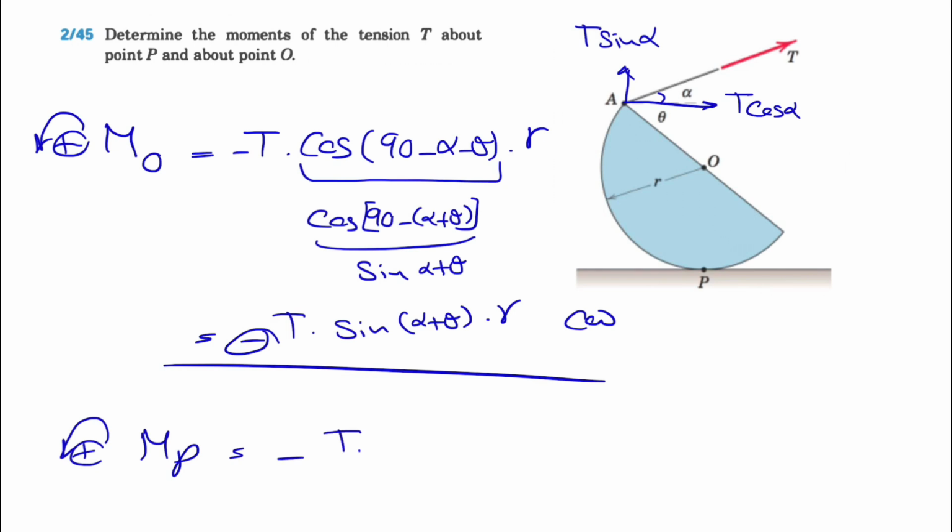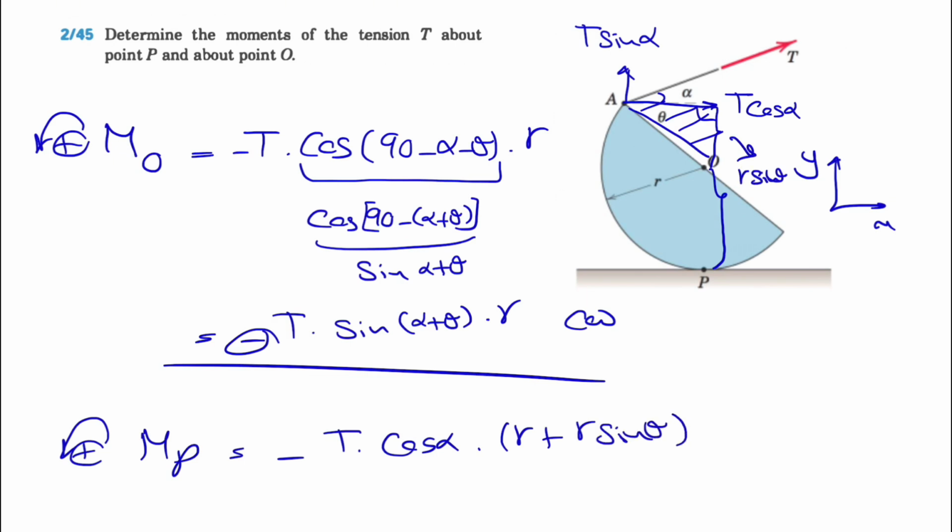Let's go with the X component. So we have T cosine of alpha times the vertical distance, which is basically this distance, R plus, if we look at this right triangle here, this side is R sine of theta. Then we have the moment of the Y component, which is minus T sine of alpha, negative sign again for clockwise moment, and the distance is basically the other side of this triangle, or R cosine of theta.